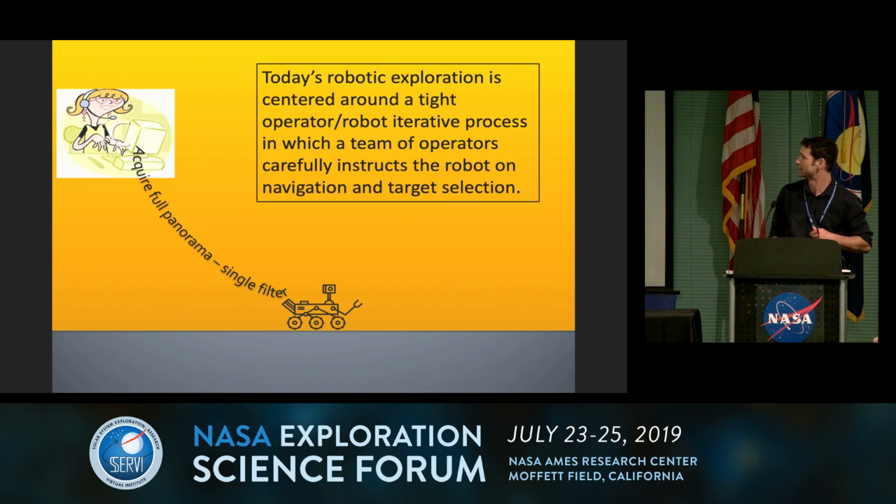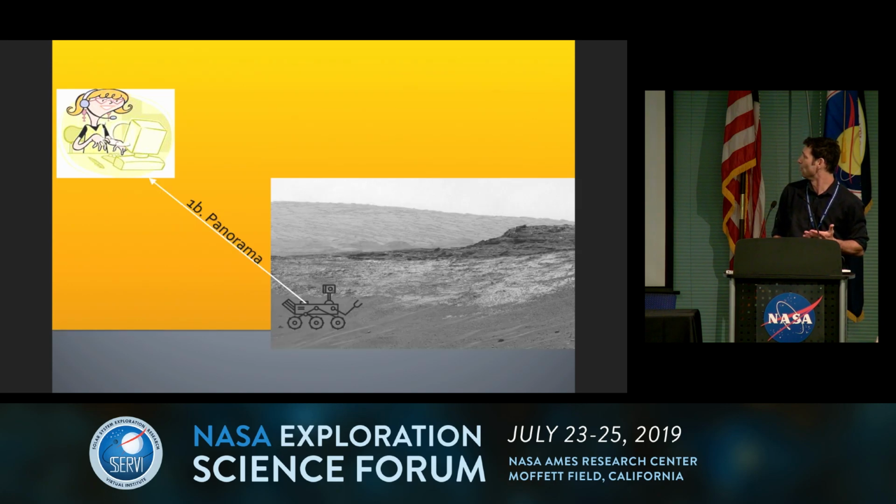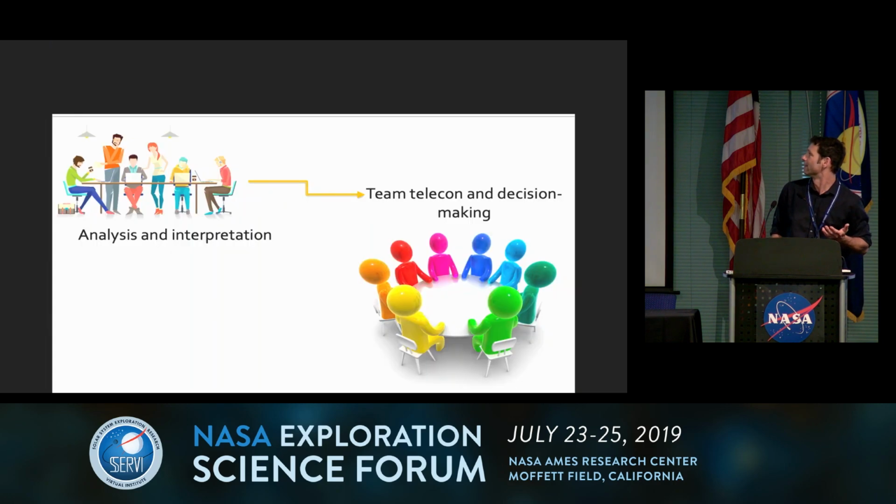So here we're basically requesting a full panorama in single filter because there's not enough data bandwidth to do a full color. So the robot returns the panorama. Then everybody gets together and starts analyzing data.